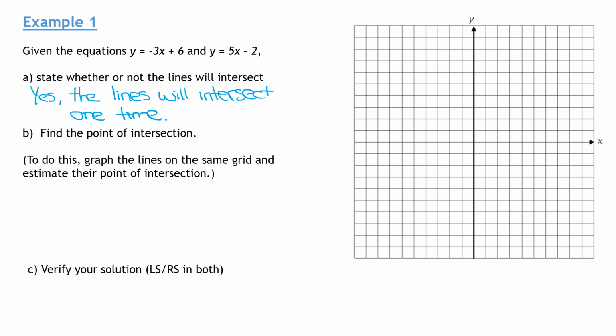So I'm going to graph the first one in red. First, I start with the y-intercept. So I'm going to do this first. I'm going to put the y-intercept on as 6. Well, before I do that, I'm going to have to put a scale on my x-axis and my y-axis because I can't just stick dots on there and assume that everybody knows my scale. So I'm going to count by ones, but I'm going to label every second one like this.